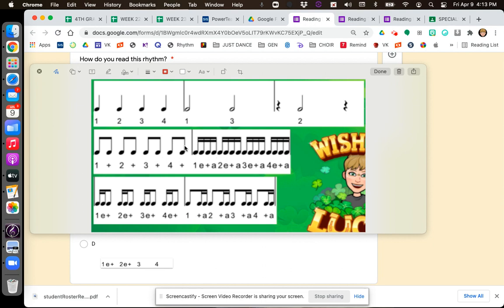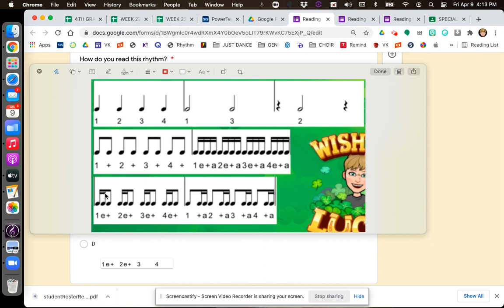4 16th notes together. We say 1 and a, 2 and a, 3 and a, 4 and a. Now, this is where it's getting tricky, and I see students getting very confused. We learned a new rhythm, 1 E and, before. And now we have 1 and a. So let's take a look at the difference.